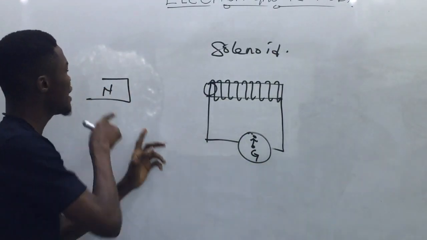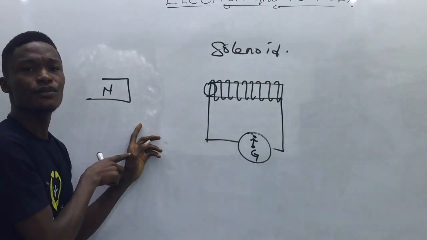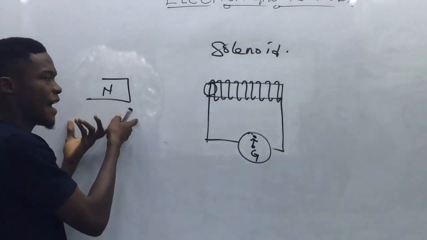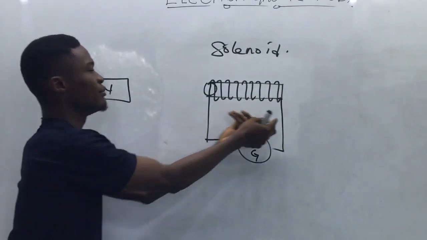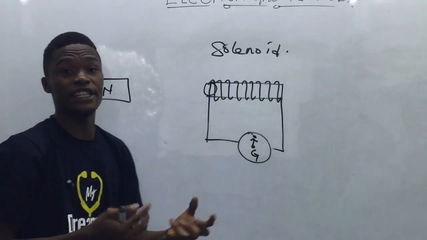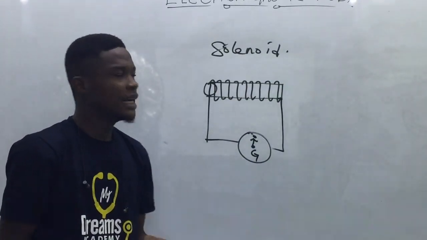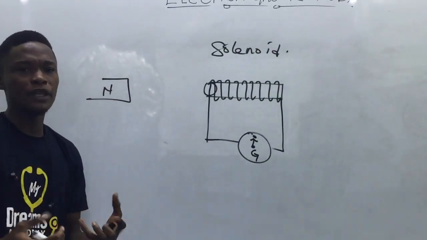Now what does that mean? If I move this bar magnet close, there's a deflection. Or if I keep the bar magnet stationary and move the coil close, there is also a deflection. Okay, now let's see, how does that happen?